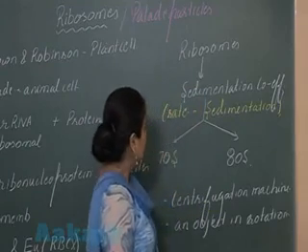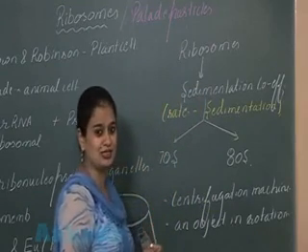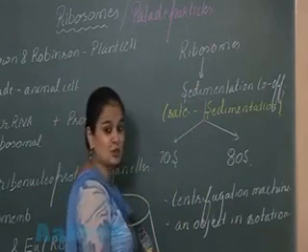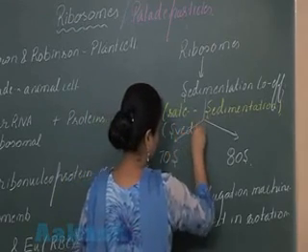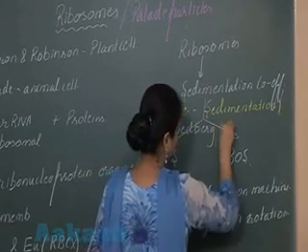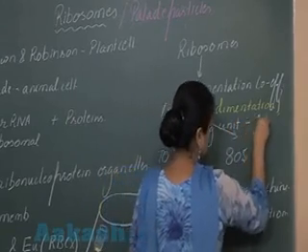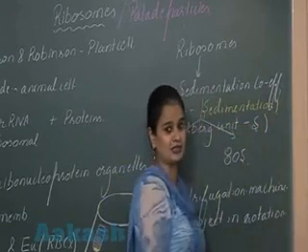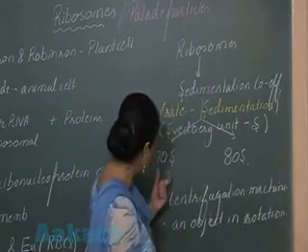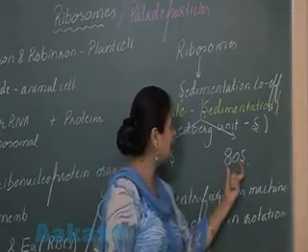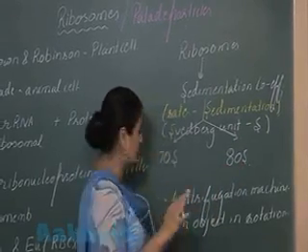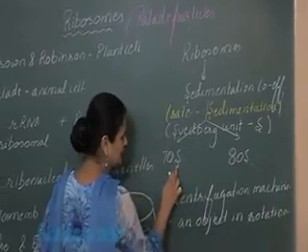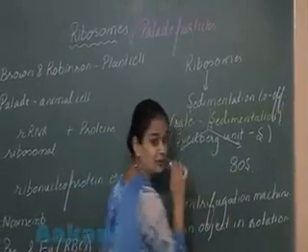Now, sedimentation coefficient is expressed in the Swedberg unit. It is expressed as Swedberg unit, which is written as S. तो यहां पर मैंने क्या लिखा है? 70S and 80S. Sedimentation coefficient है ये राइबोसोम का, and its unit is S, that is Swedberg.